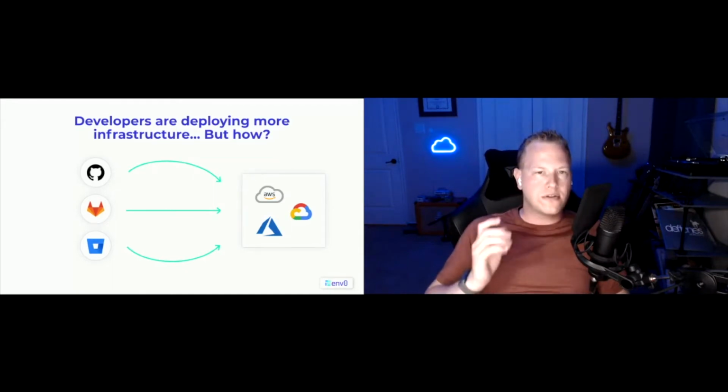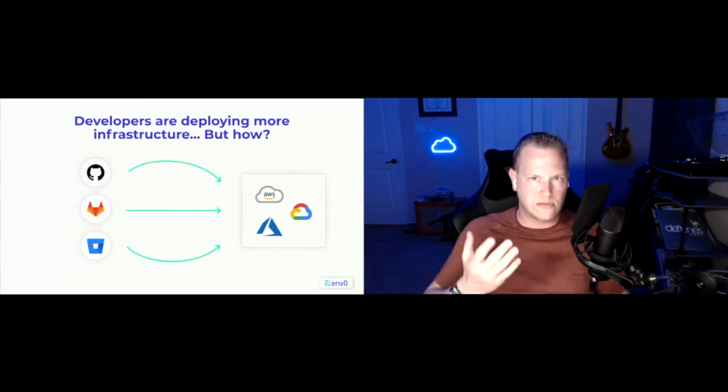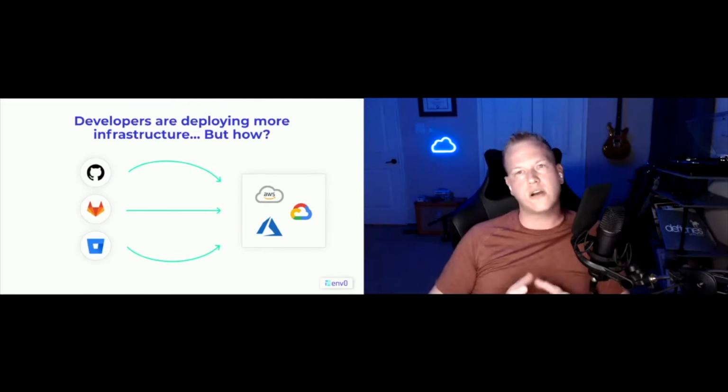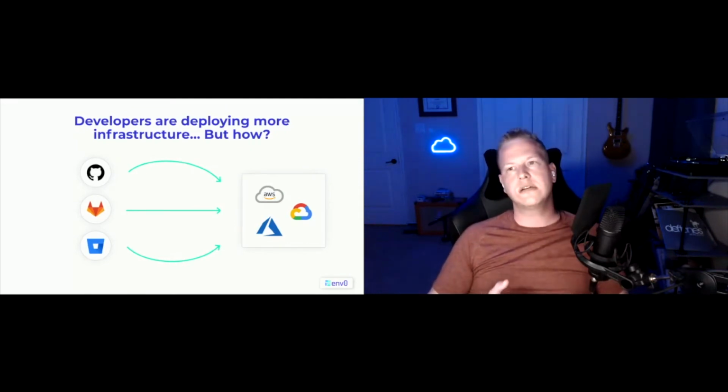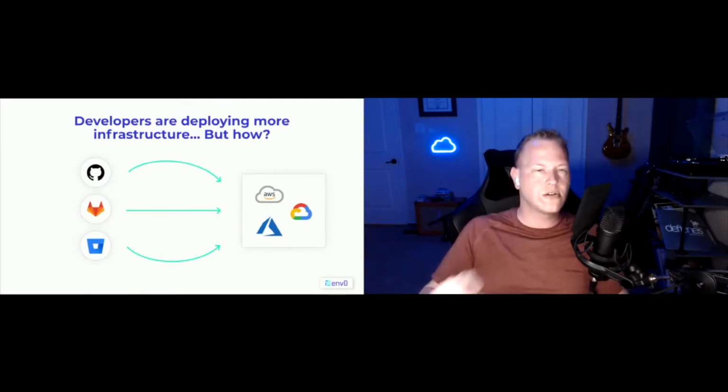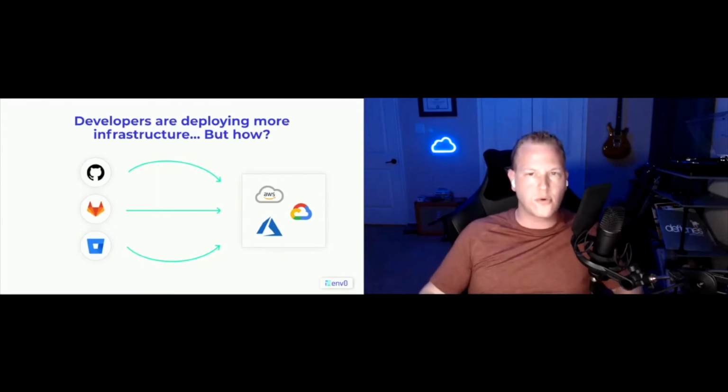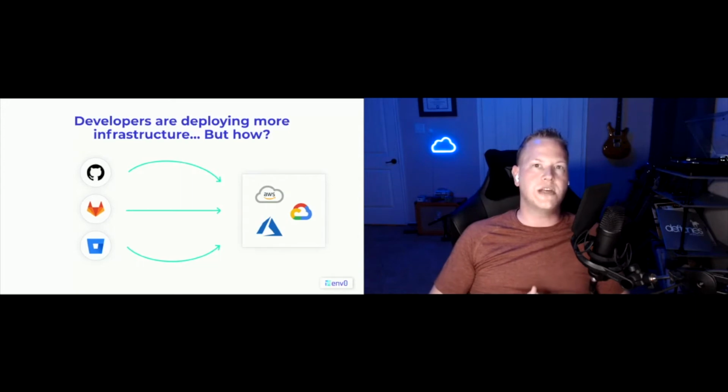So they're going out, swiping the credit card, deploying infrastructure, but developers, for the most part, historically aren't infrastructure folks. They don't necessarily know what they're doing. They're not necessarily going out and clicking. They're not installing a bunch of software and doing what they need to do. And that's really where the infrastructure as code model comes in.